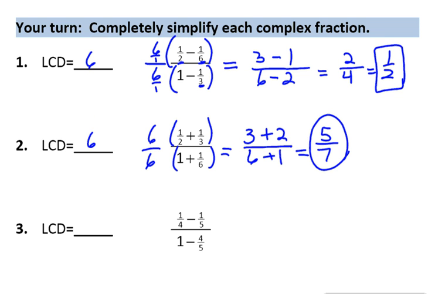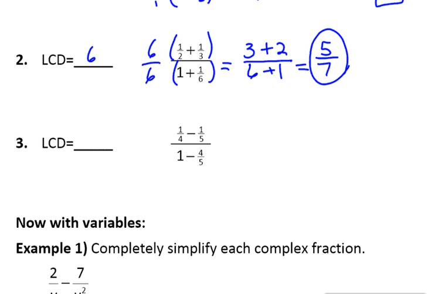And the third one, the LCD for 4 and a 5 would be 20. So I'm going to multiply this by 20 over 20. So again, it's over 1.